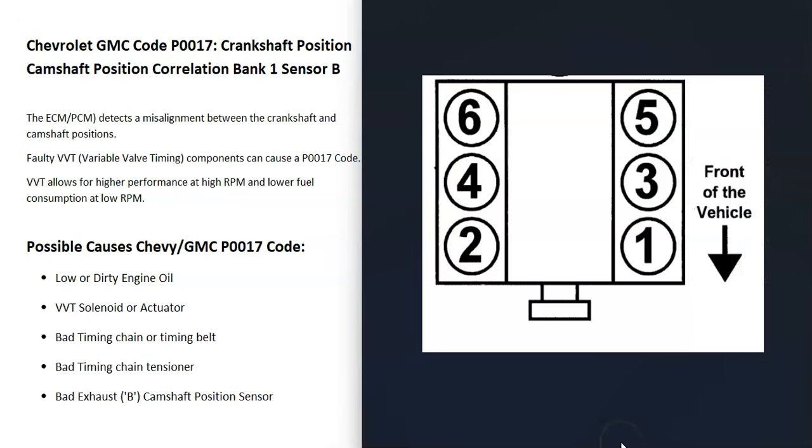If you have a V6 or V8 engine, there are going to be two banks. Bank 1 is always the side of the engine with the number 1 cylinder. So if you find the number 1 cylinder, that's going to be bank 1, and the opposite of that would be bank 2. But the side the computer's seeing a problem with is going to be bank 1, and it's going to be the exhaust camshaft position sensor that's showing a problem.